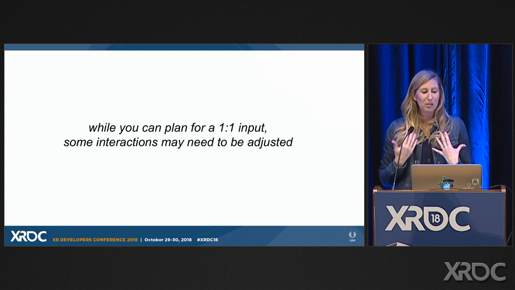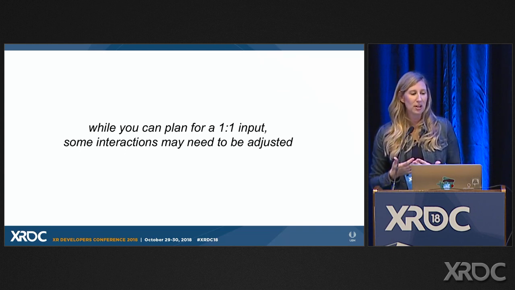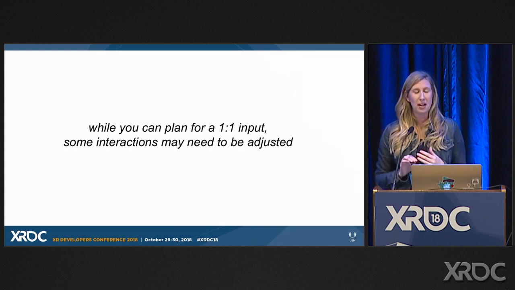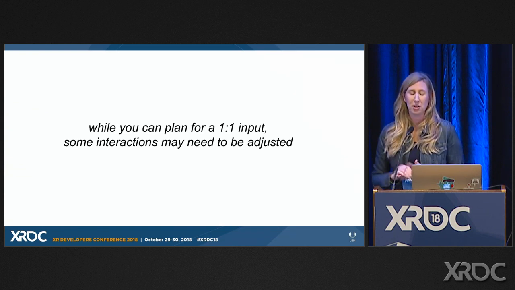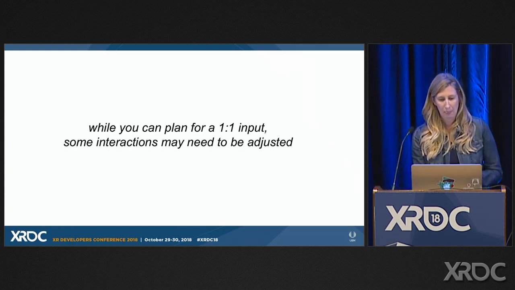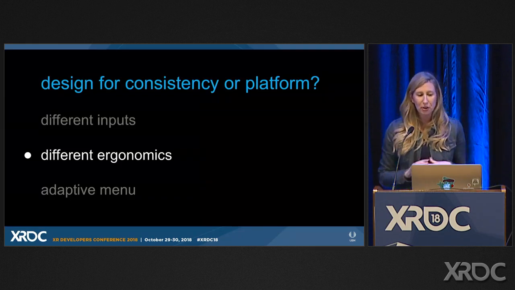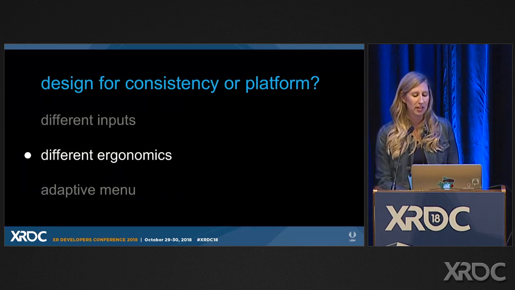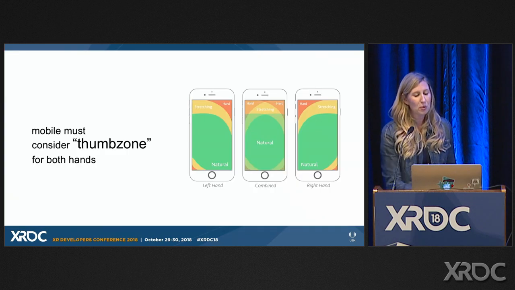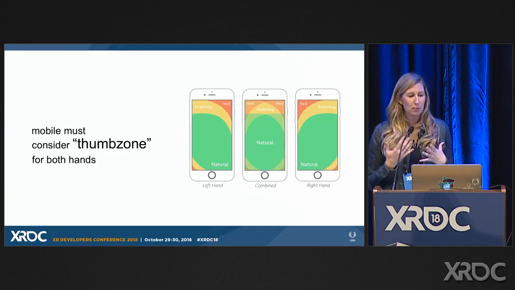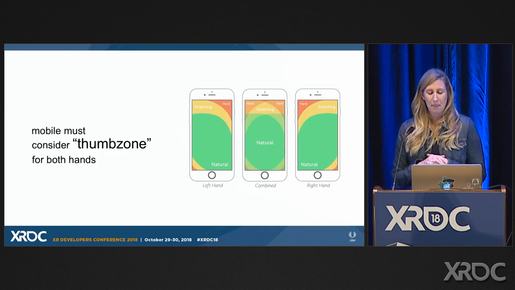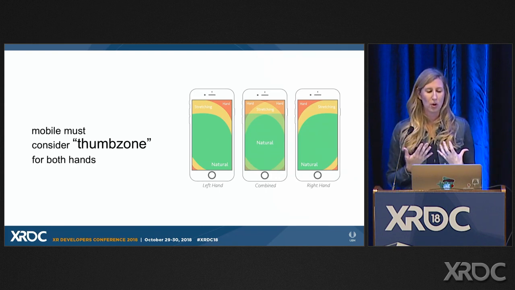So again, our learning is you can plan for a one-to-one input, but you need to make sure you're testing it on different devices because you may need to actually adjust some of the interactions as you go along. Different ergonomics is another thing that came up when I was thinking about this. But this wasn't that dissimilar from my world of mobile and web. I did have to think about ergonomics there as well.